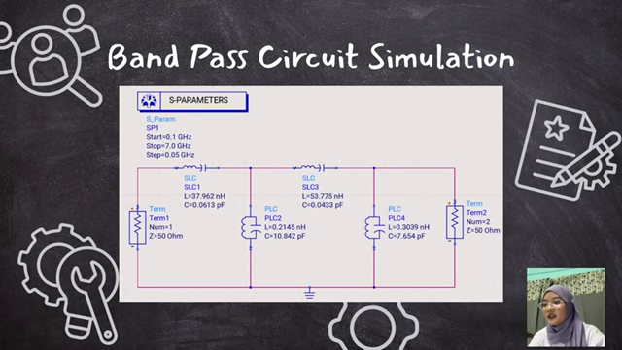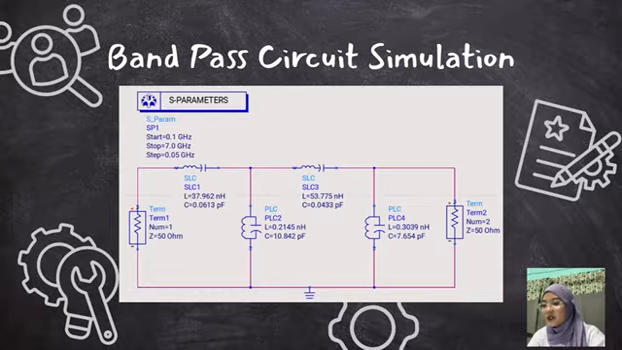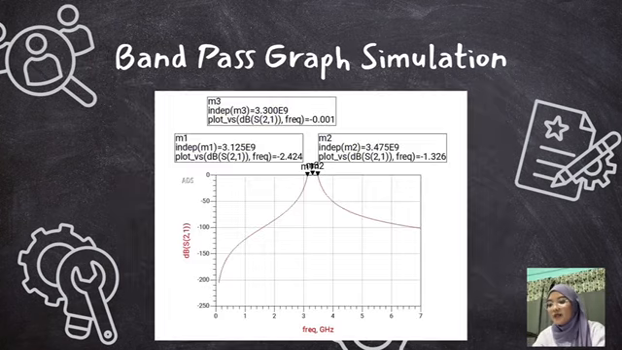Bandpass circuit simulation. This slide shows the bandpass filter circuit design using LC components. The circuit is built using a combination of inductors and capacitors arranged in a specific configuration to control the frequency response. The main purpose of this design is to allow signals within a certain frequency range to pass through while attenuating signals outside that range. The values of the components are carefully selected to determine the center frequency and bandwidth of the filter. From the circuit simulation, we can see that the design successfully achieved the intended bandpass behavior based on the LC network response.